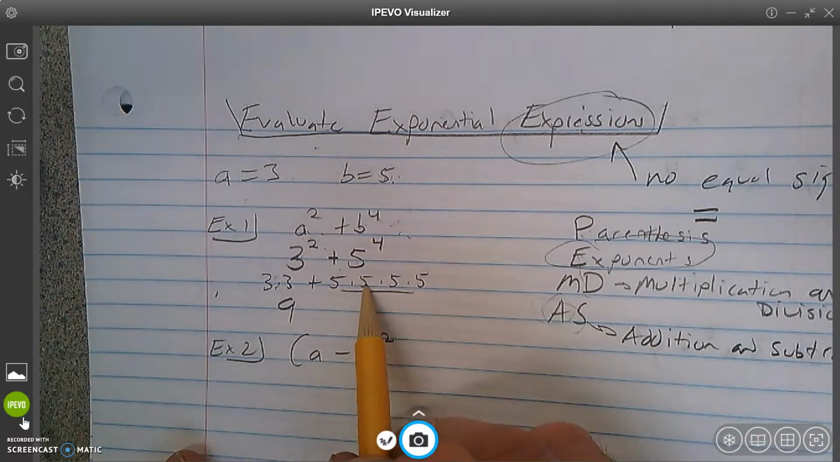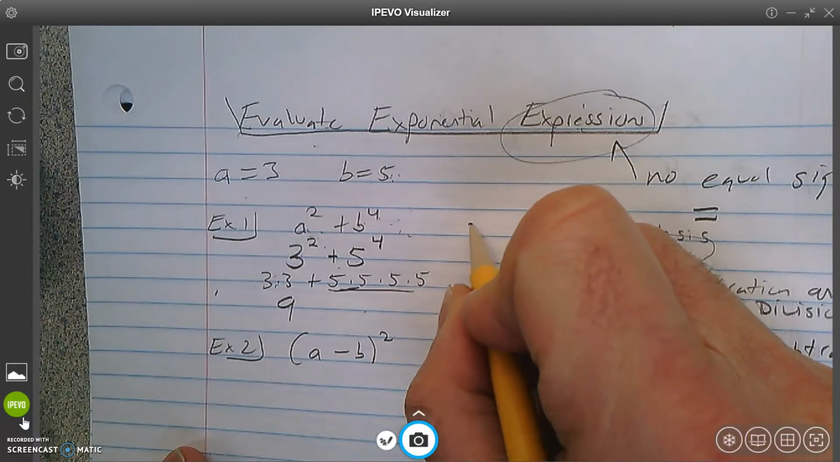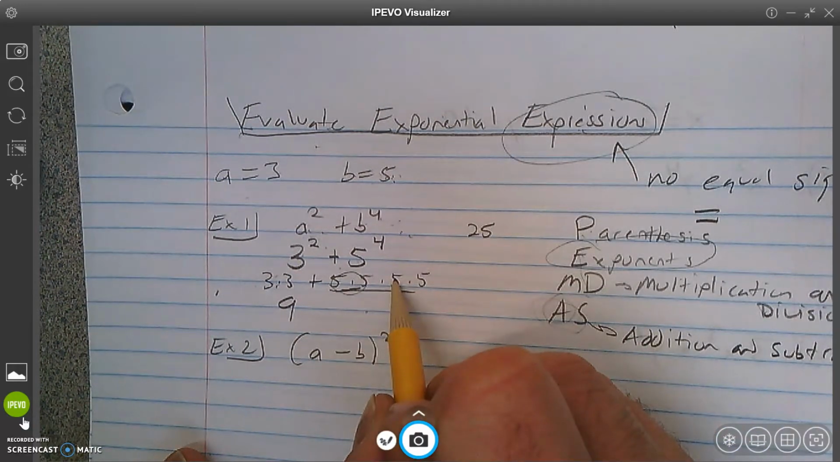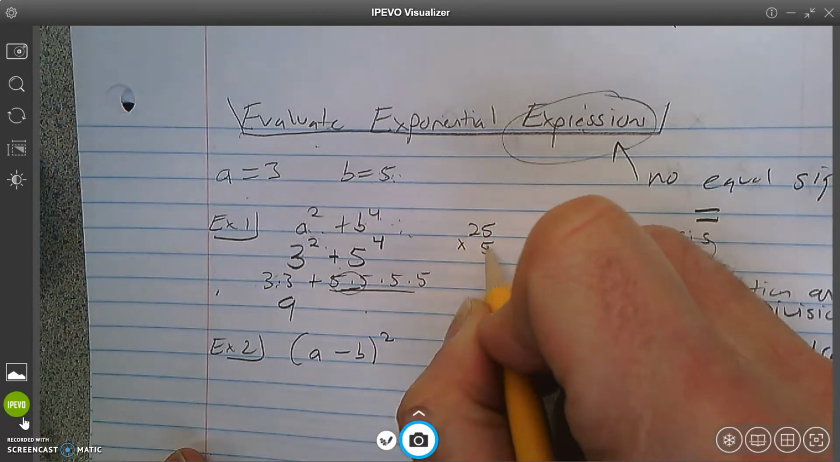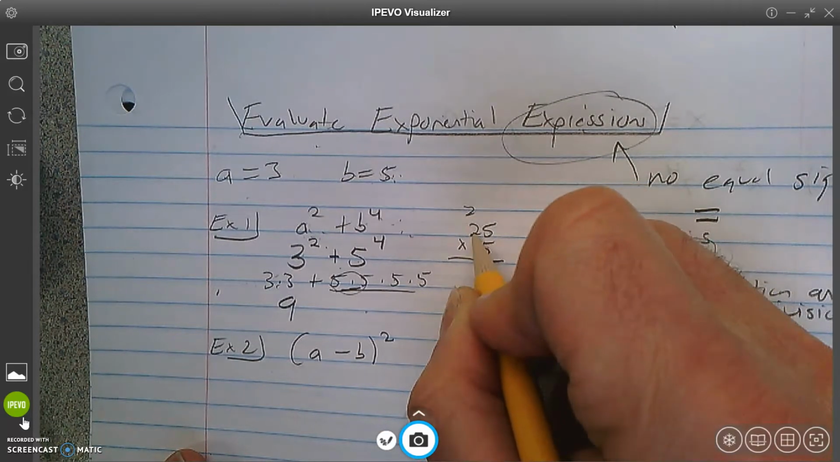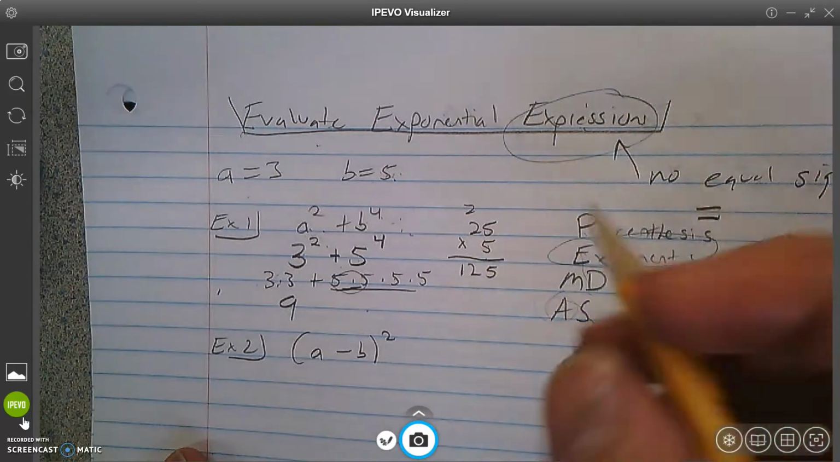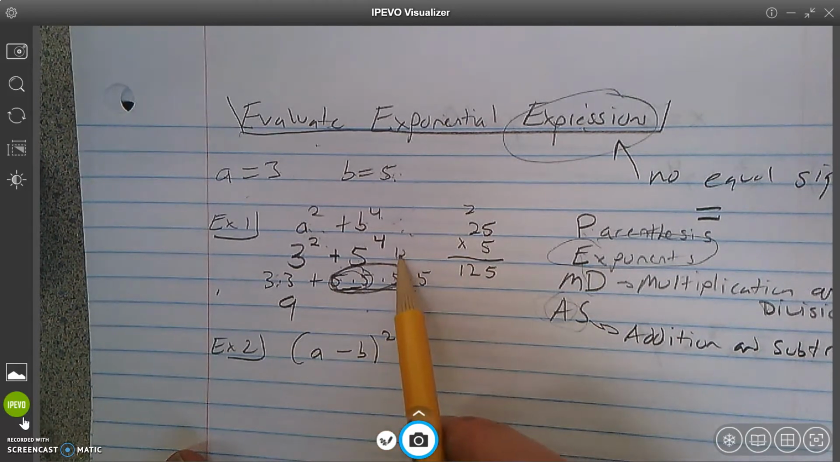Okay, so what do we have here? 5 times 5 is 25, right? So off to the side, I'm just going to do 25. So 25 times this 5. That's 5 times 5, 25. Bump the 2. 5 times 2 is 10, plus 2 is 12. So 125. So this is 25 times another 5, so this is 125 here.